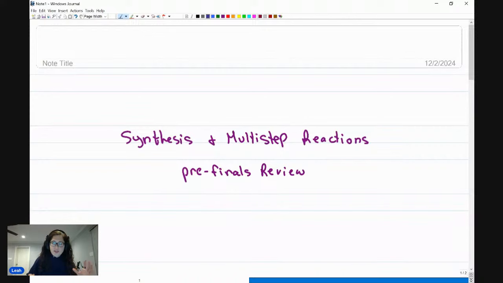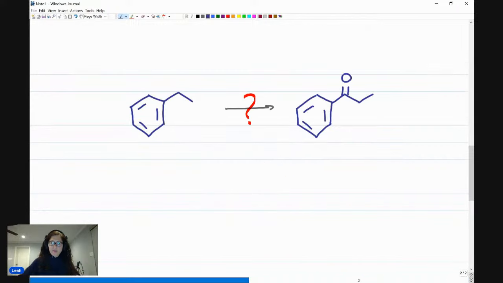When it comes to synthesis and multi-step reactions, you'll probably be shown simple examples in class, and then you show up to your exam, you have something like this. What is the first step? What should be your thought process to even begin with a problem like this?